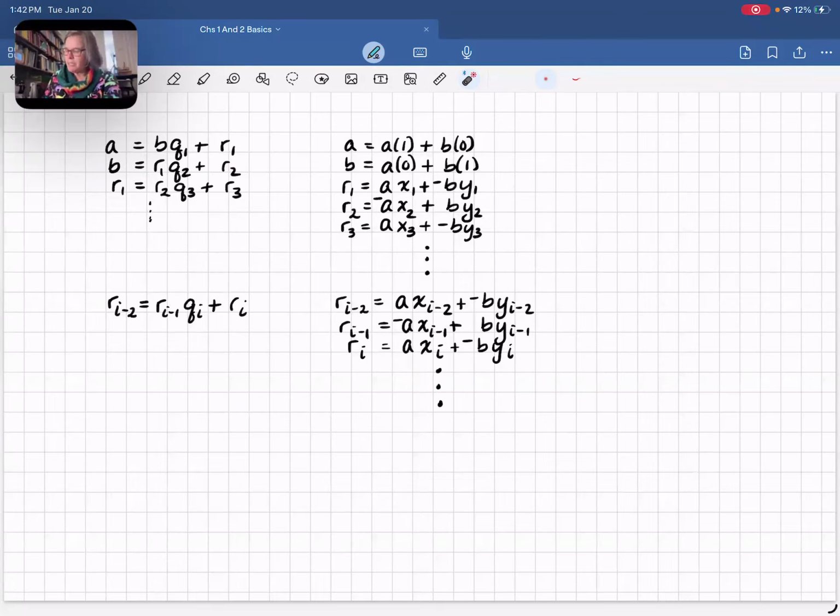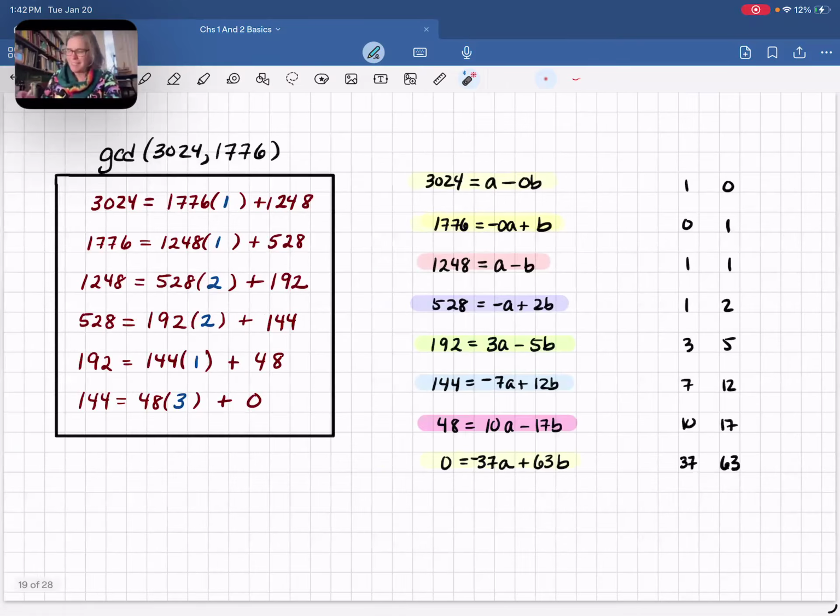Now in the middle, this is kind of what we were hoping for. We were hoping to have something that looked like R1 is a times x1 plus negative b times y1. And R2 is negative a x2 plus b times y2. Let me actually back up one bit because I meant to label these. So I'm going to call these right here xi and yi. And I'm going to notice I left off the negative signs here.